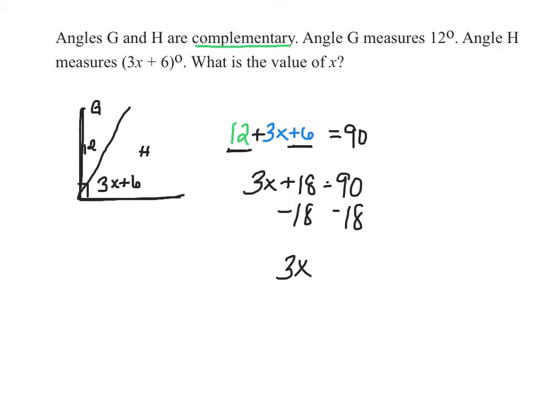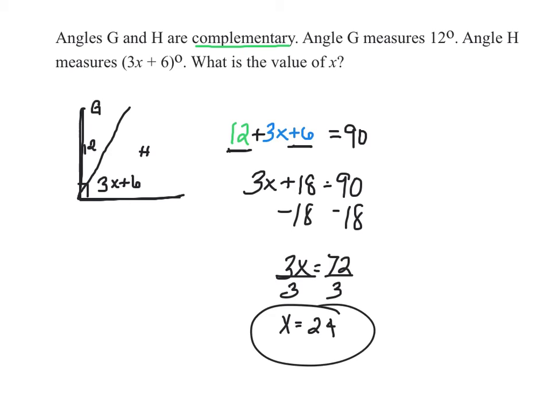I get 3x equals 72. Divide by 3. And I get x equals 24. Go back to my question. My question was asking for x, so I am done with x equals 24.